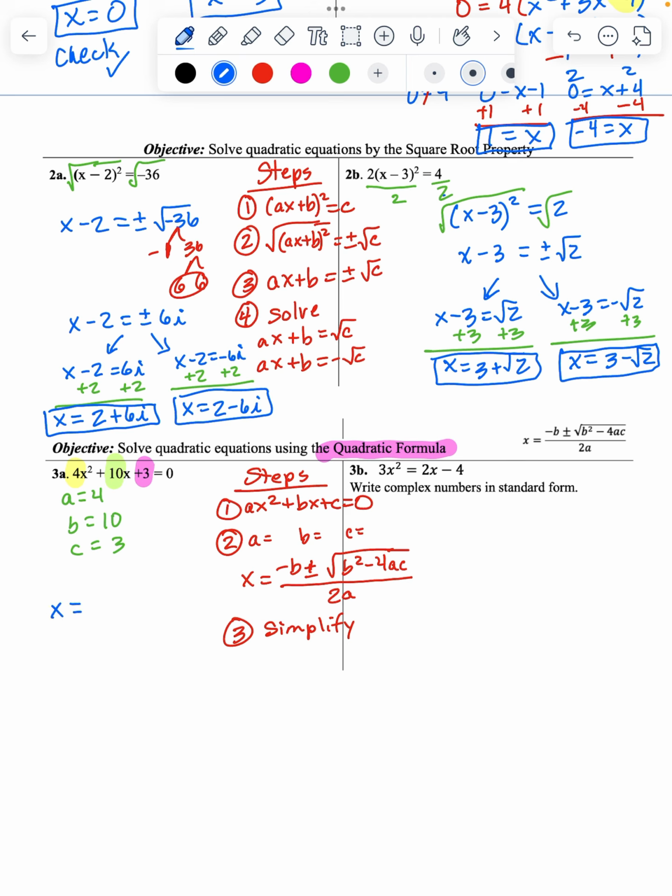Substitute into our quadratic formula, x equals the opposite of b. If b is 10, then the opposite, changing the positive negative sign, will be negative 10 plus or minus the square root. It's not going to be enough room for me. I'm going to have to move that down. Plus or minus the square root of b squared, so 10 squared minus 4 times a times c. All of that over 2 times a.